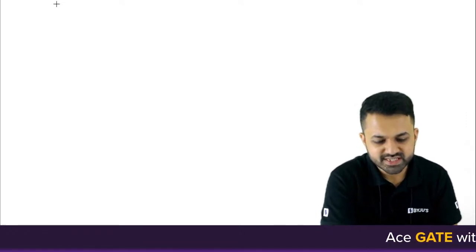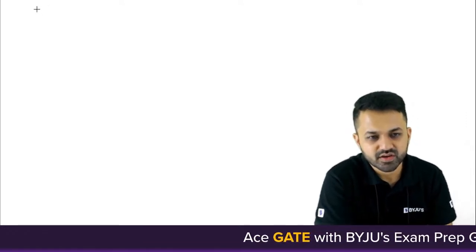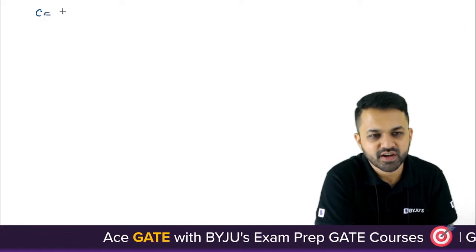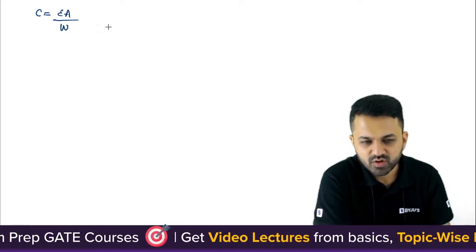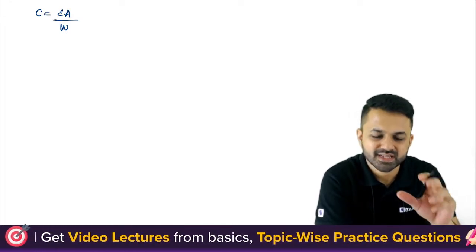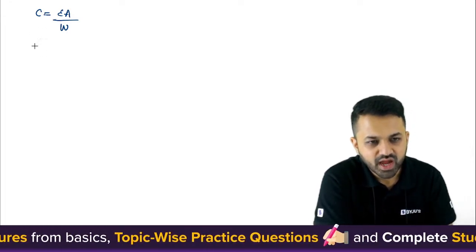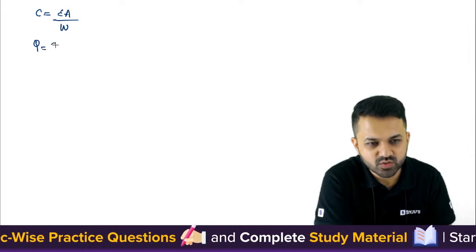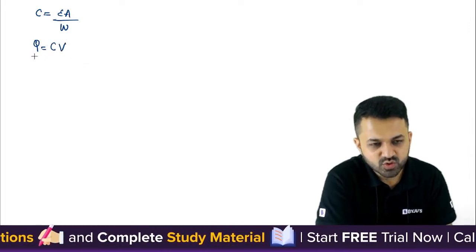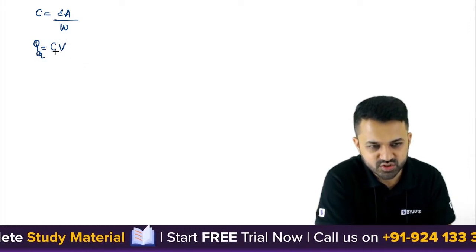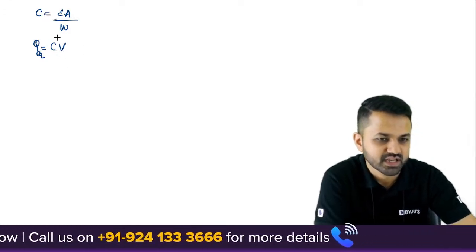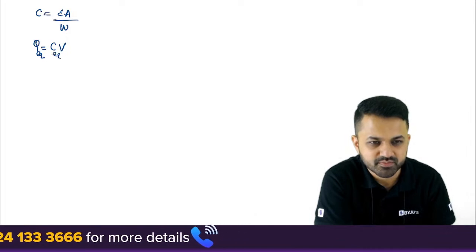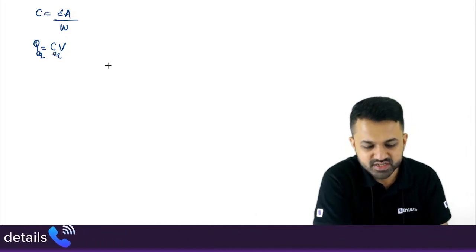See, first of all, it is given that the capacitance of any air-filled parallel plate capacitor is epsilon A upon W. Okay, W is the width and A is the cross-section area. And you also know that the charge is equal to C into V. So you can say the total charge is the equivalent capacitance and the voltage, because the voltage remains the same in this case. It is a parallel condition case.